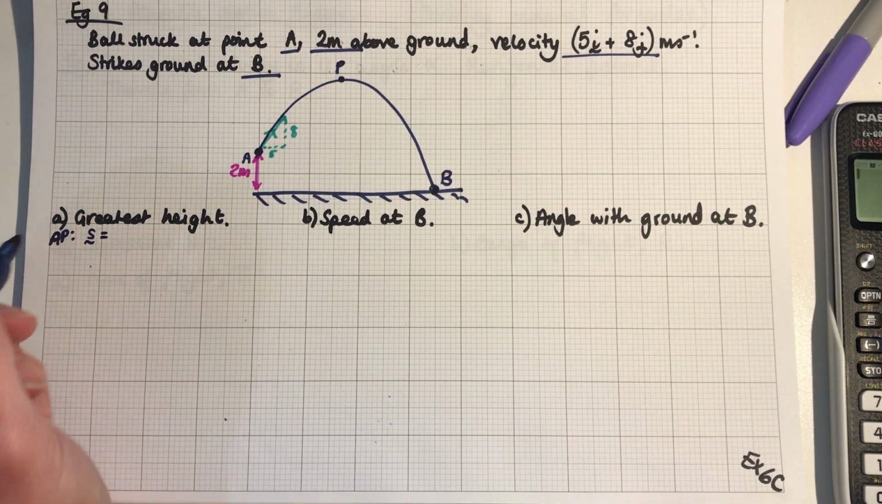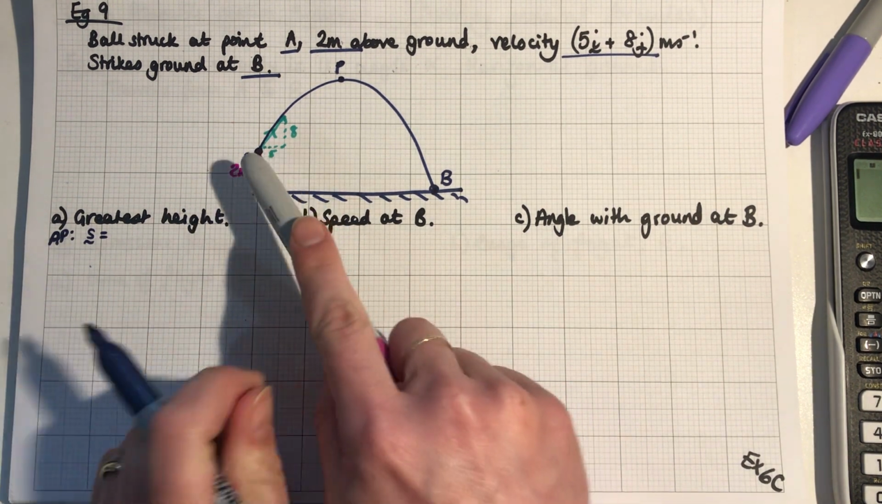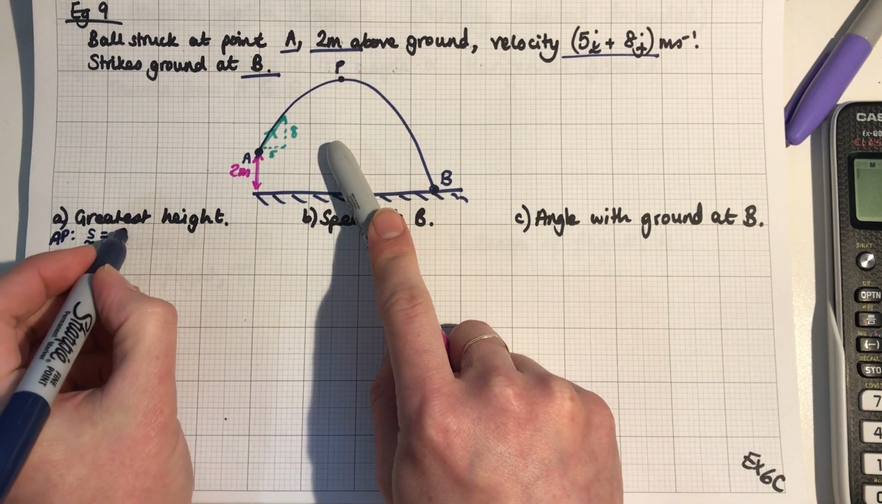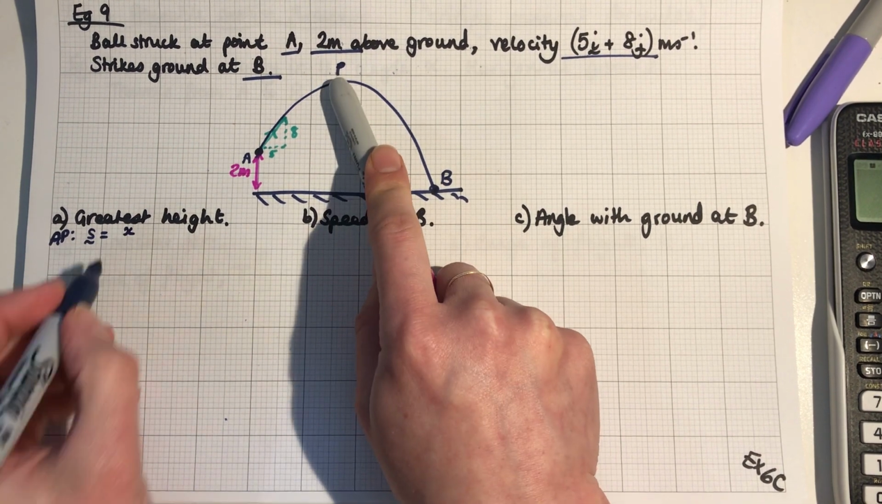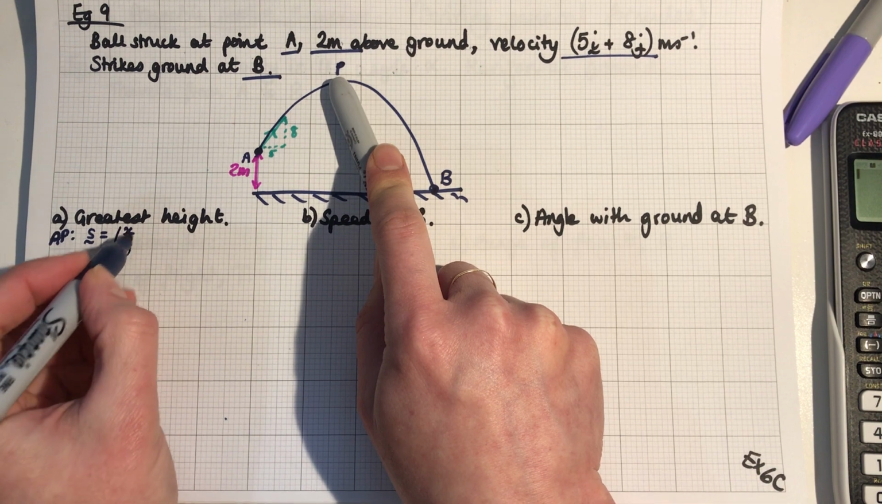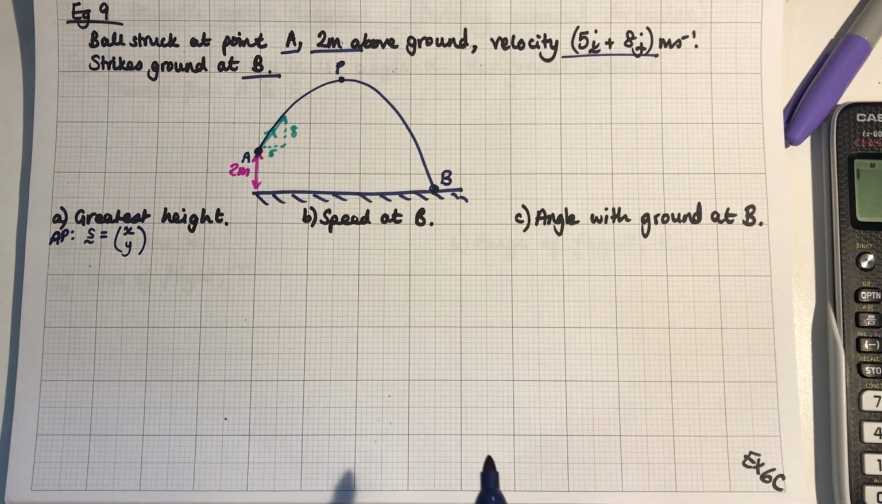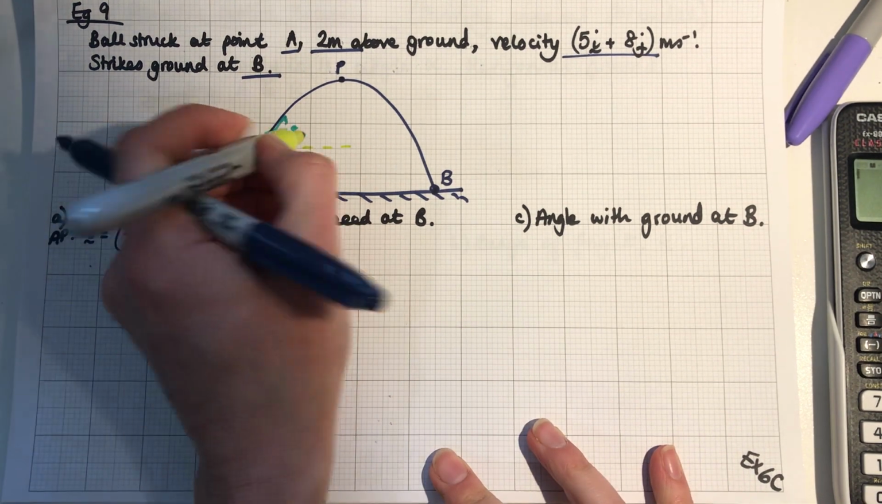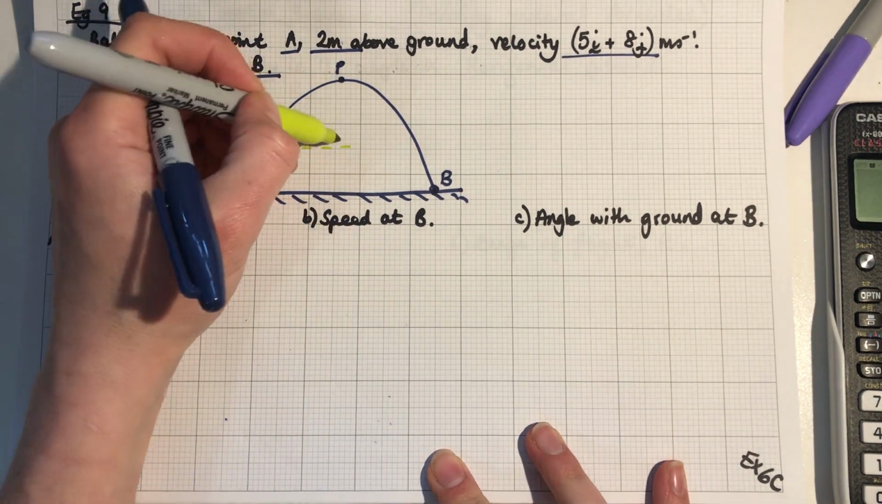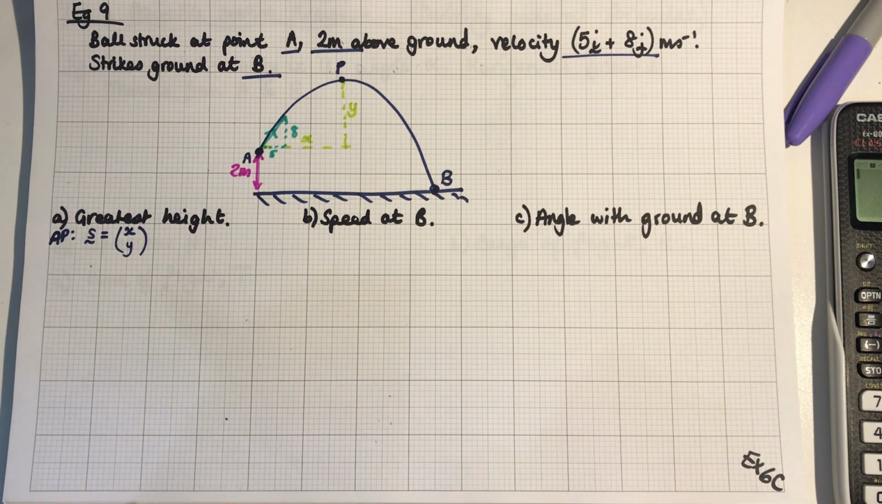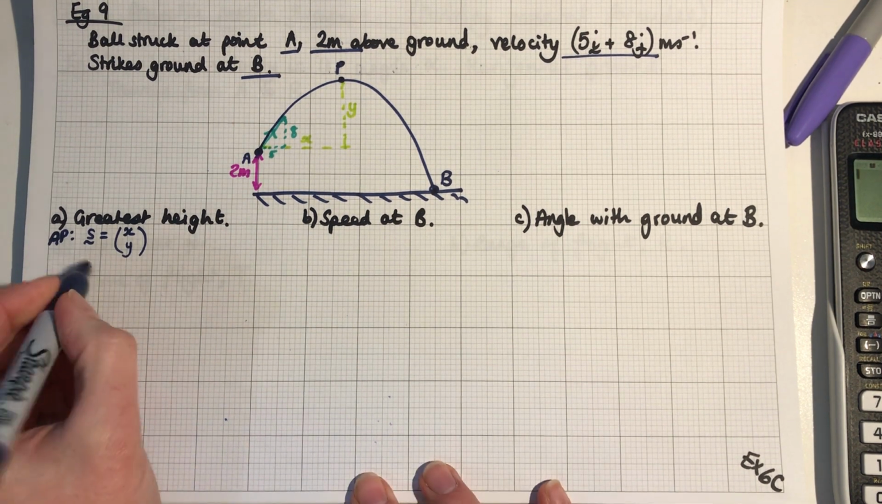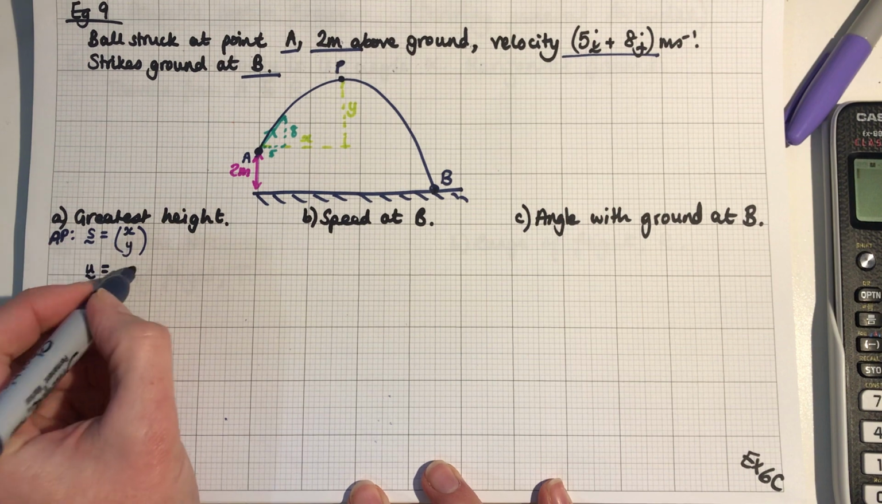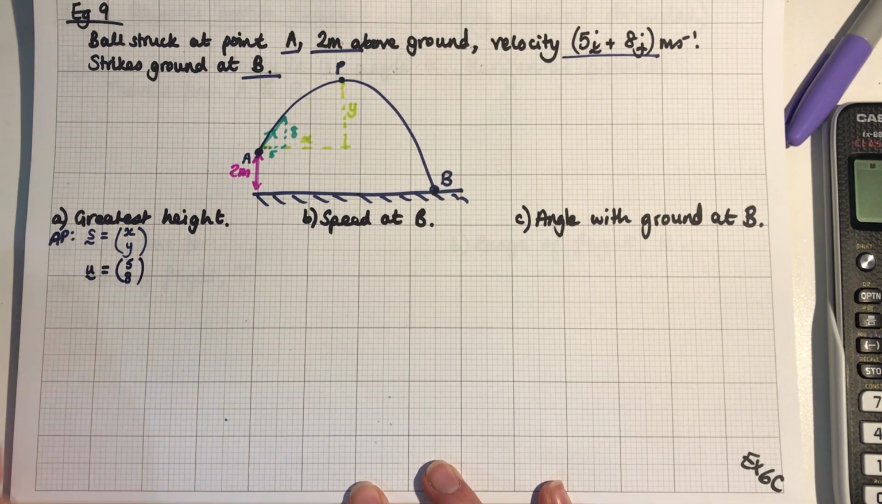S is a horizontal distance unknown, so we'll call it X, and a vertical distance unknown, so we'll call it Y. I'm going to mark my X and Y on here, using a colour I haven't already. X, you see that on the video, yes, and Y, there we go. So U is 5, 8.